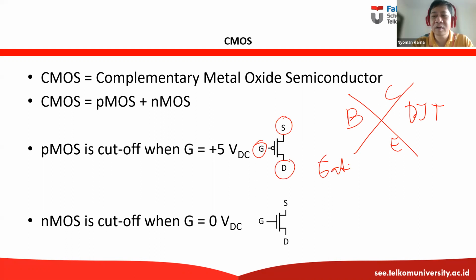So we have gate, source, and drain. Okay, but it's basically the same. Gate is like a base, source is like a collector, and drain is like an emitter. Now, PMOS is cut off when G, the gate, is plus 5 volt, and the NMOS is cut off when G is 0 volt.